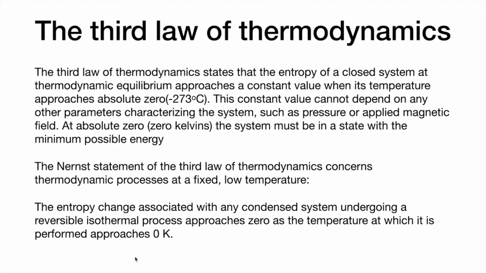So overall, it is difficult to bring the randomness or disorder of the system to zero. There will be some disorder, and only when absolute zero is reached does the thermodynamic equilibrium approach a constant value. The entropy of the closed system at thermodynamic equilibrium is going to approach a constant value. Otherwise, the entropy is not going to remain constant.